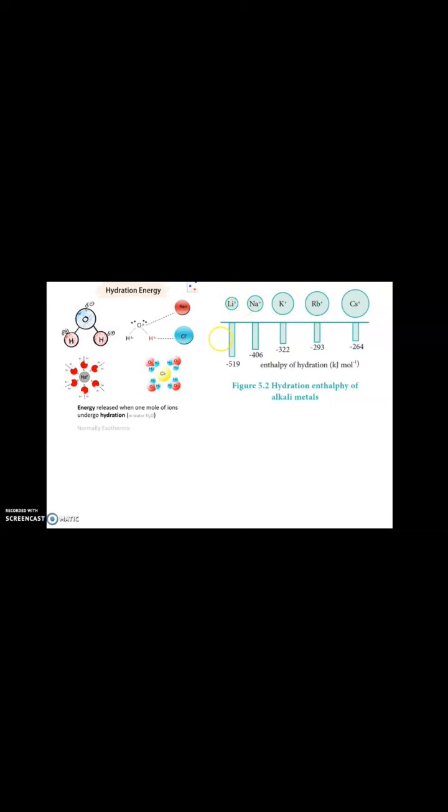So what did we learn over here? That the smaller the atom, the higher the charge density, and the higher the charge density, the higher the number of water molecules surrounding this cation, and the higher the energy released. That means the higher the hydration enthalpy, right? Since lithium plus has the smallest size, it shows the highest charge density, so many water molecules surround it, and a large amount of energy is released for lithium. This is the hydration enthalpy trend. Lithium plus has the highest hydration enthalpy, then sodium, then potassium, then rubidium, and then cesium.